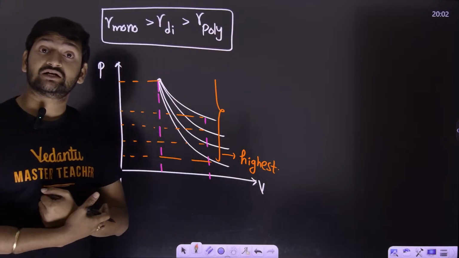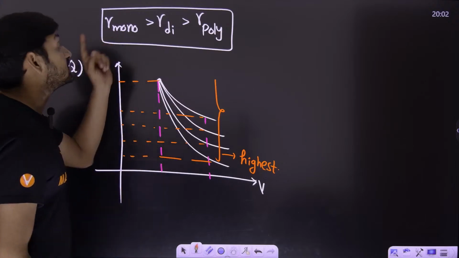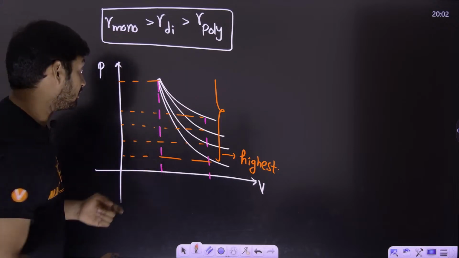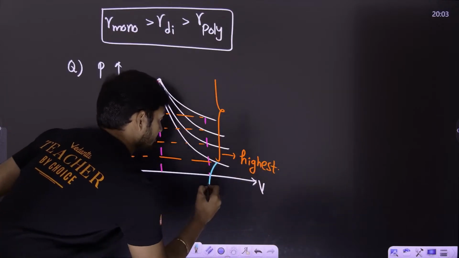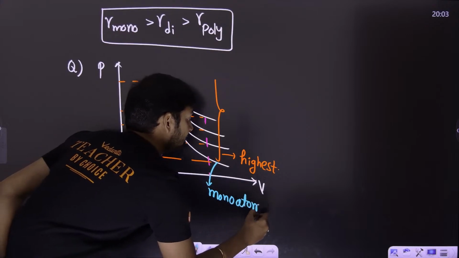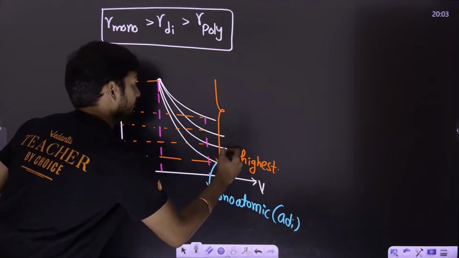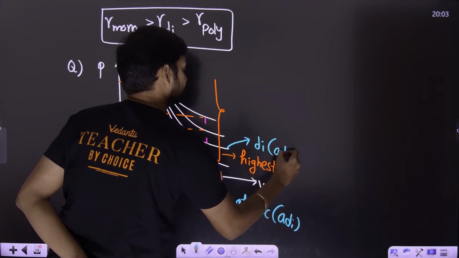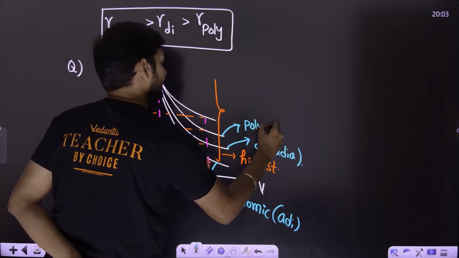Highest change in pressure is going to result in highest negative slope. Highest negative slope is going to be for highest gamma, and highest gamma is what? Monoatomic. So this is monoatomic gas undergoing adiabatic. Monoatomic, adiabatic. Then diatomic, adiabatic. Then polyatomic, adiabatic.